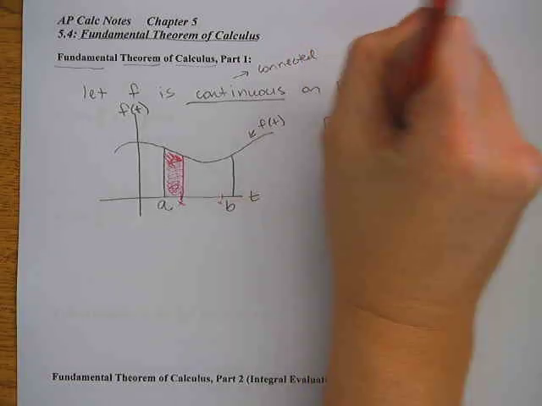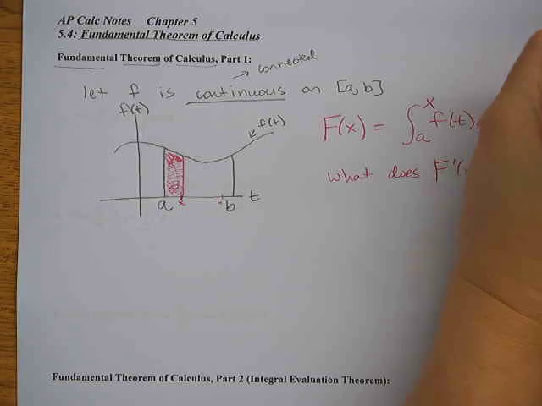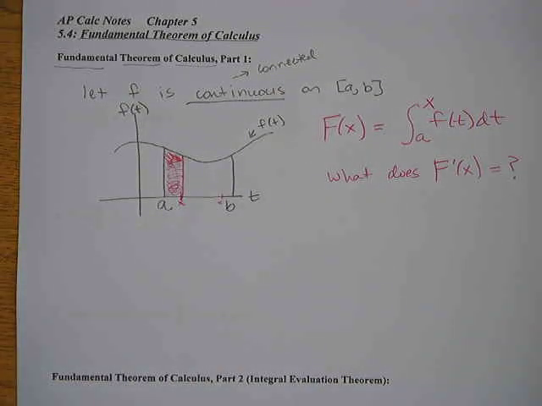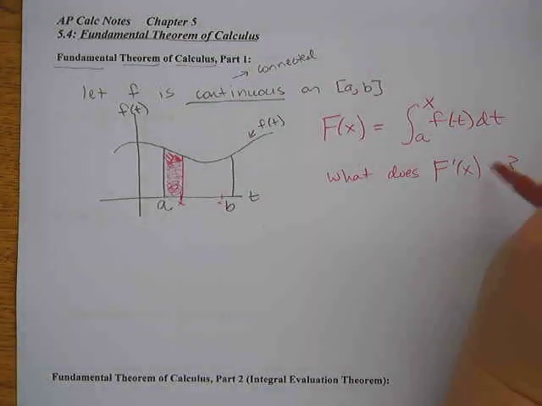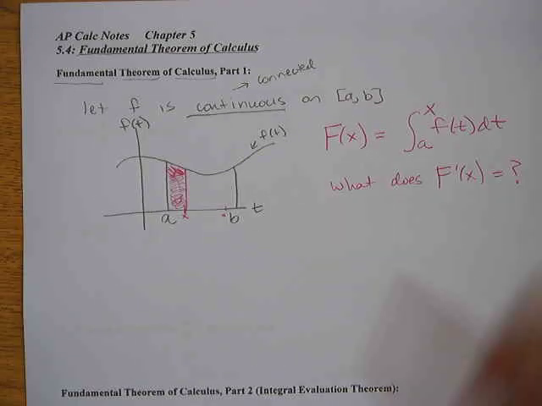What we want to do is find out what does the derivative of capital F of x equal. That's what we want to find out, because the theory is that it equals little f. The theory is that the derivative of capital F equals lowercase f. And so we want to find out if that is in fact the case.